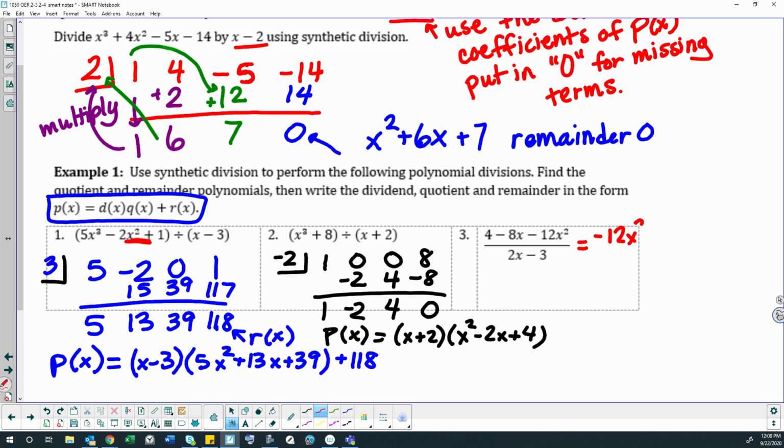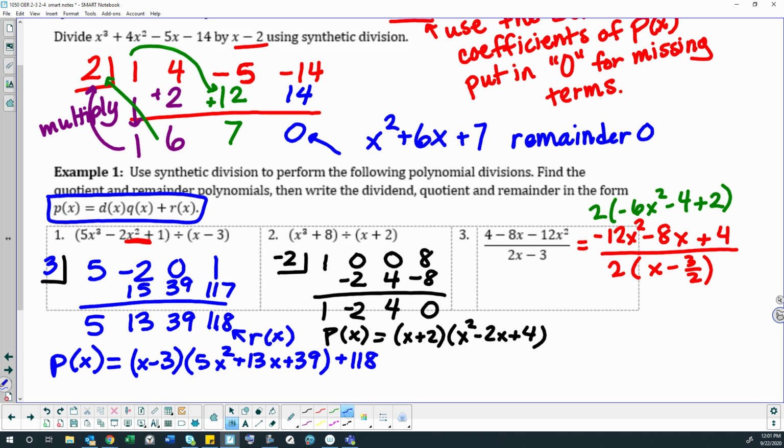So negative 12x squared minus 8x plus 4. Then in the denominator, I'm going to take out that 2. So I have x minus 3 halves. What do you notice about all of the numbers in the numerator? They're all even. So honestly, we could factor 2 out of that right now so that we don't have to worry about it later. So then the 2's can cancel.